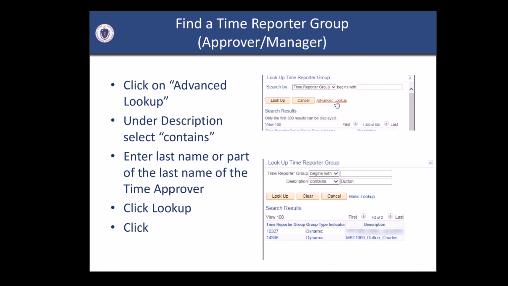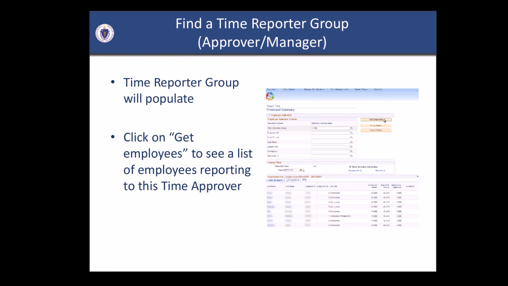And you can put the person's last name in. So if you have a time approver and you know the person's last name, which I'm guessing you do, it's very easy to find their time reporter group. You type that in, you click Lookup, and then you actually can just click on their name. And it will populate their time reporter group right in the grid for you.